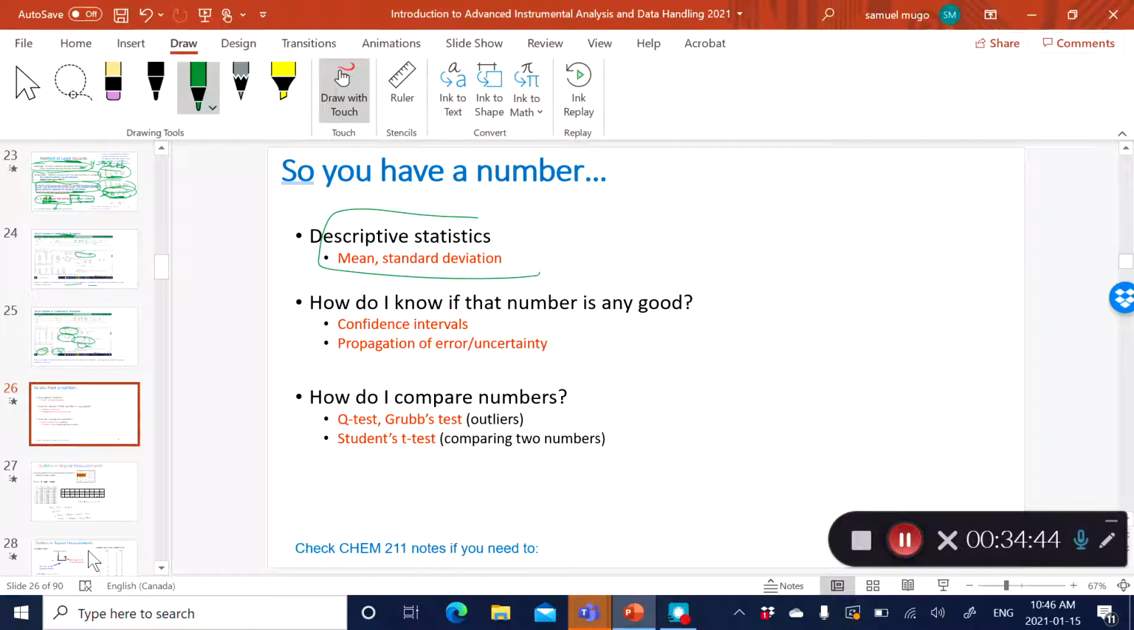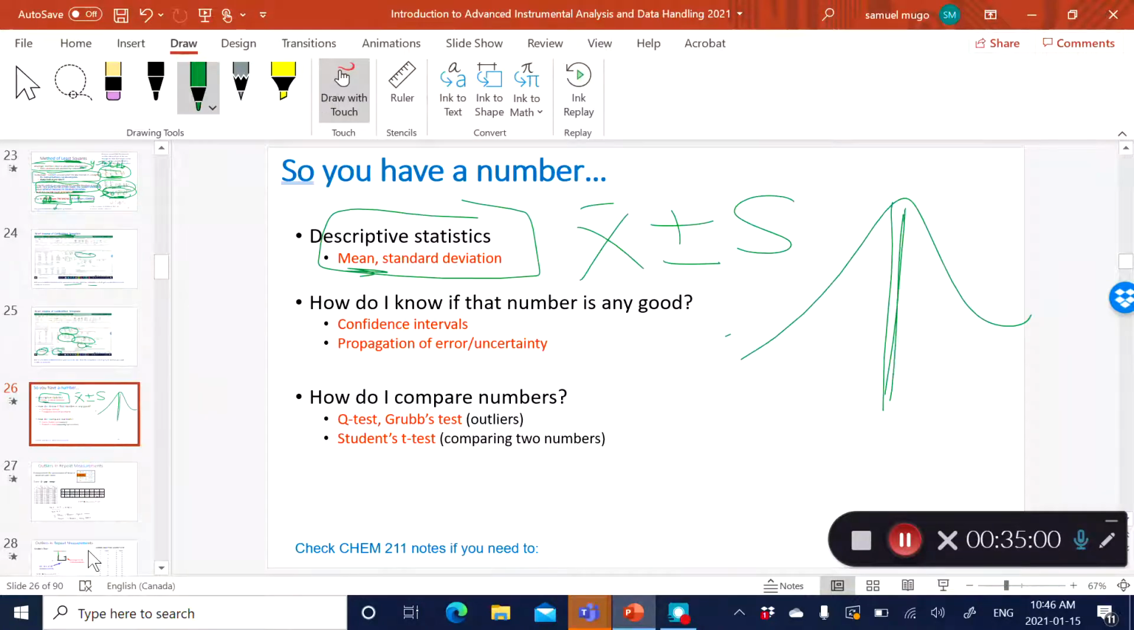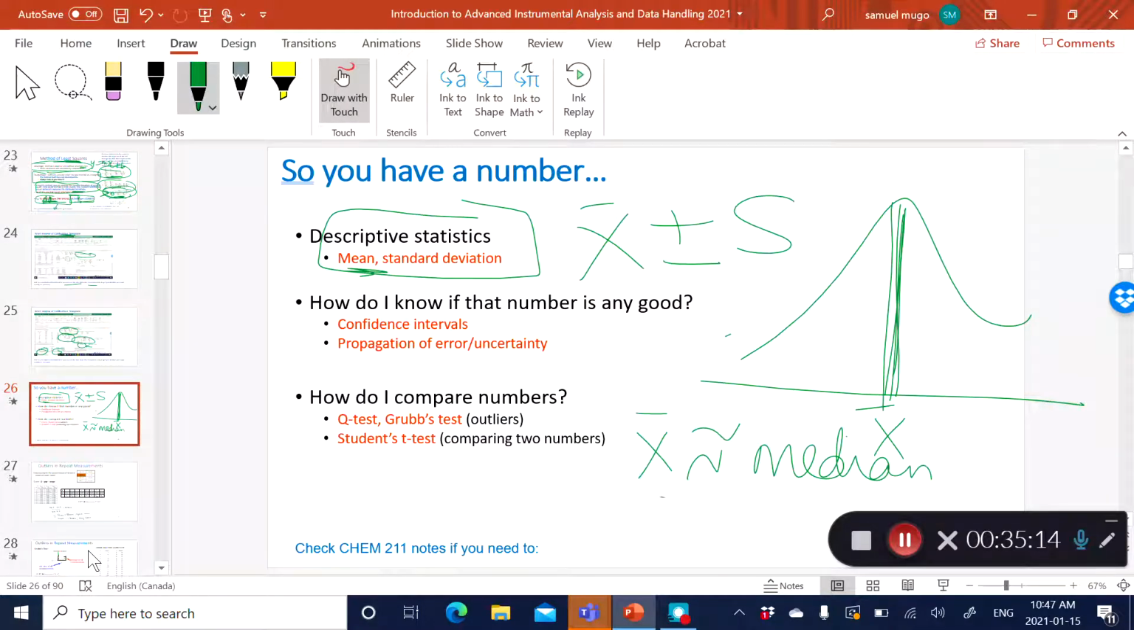Remember things like the descriptive statistics. Typically you report the mean plus minus the standard deviation. Now, in some cases, and of course, the mean refers to the middle point right there. Now, that's a mean. In most cases, you would find the mean is equal to the median, if at all you've got a normal distribution.